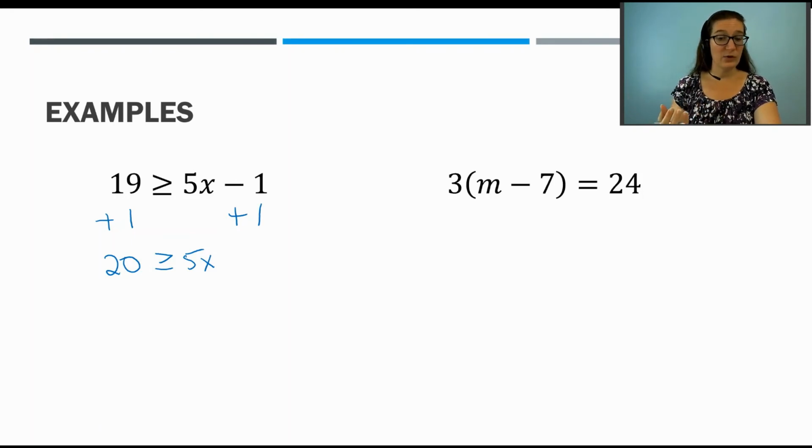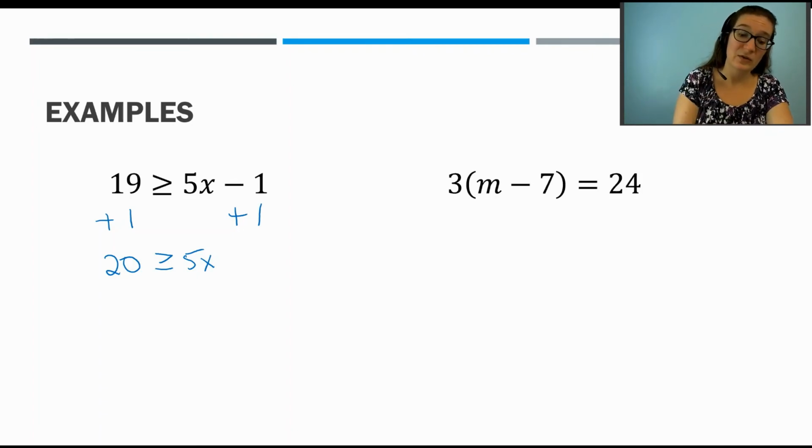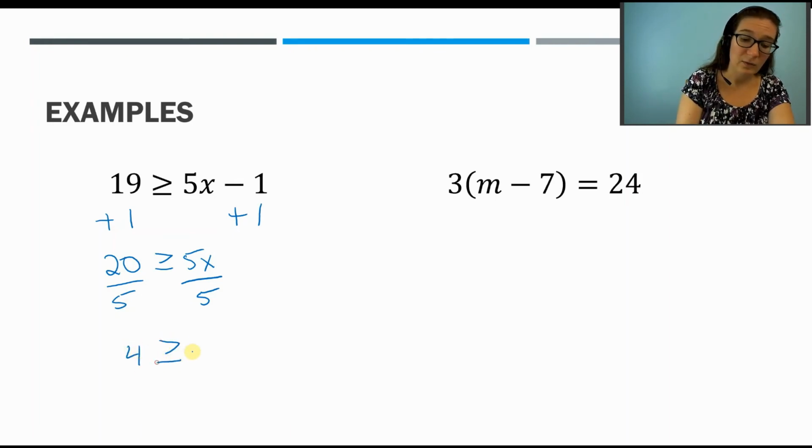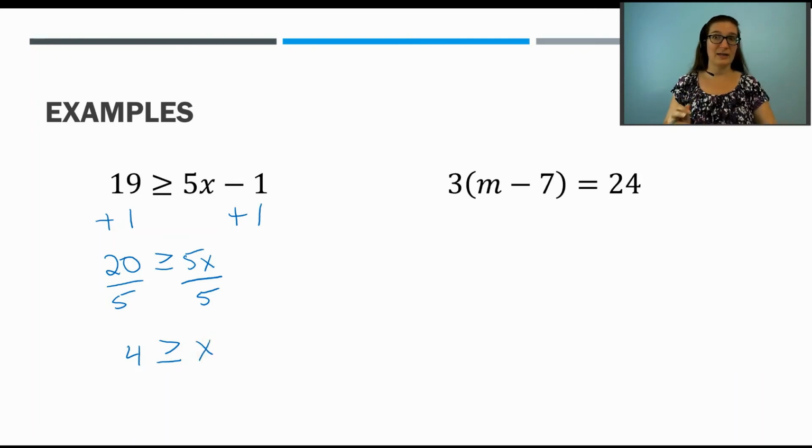So my next step would be to go ahead and divide. 5x means 5 times x, so the opposite of multiplying is dividing. I will divide each side by that 5. 20 divided by 5 is 4, greater than or equal to, and now I have just x on that side. So our solving steps looked exactly the same, but I notice when I'm looking at my answer now, the x is on the right instead of the left, and we haven't graphed them with the x on the right. So I'm going to take this expression and flip it over so that the x is on the left instead.